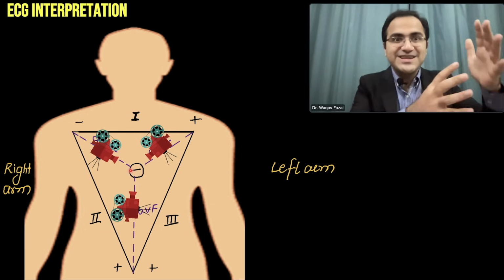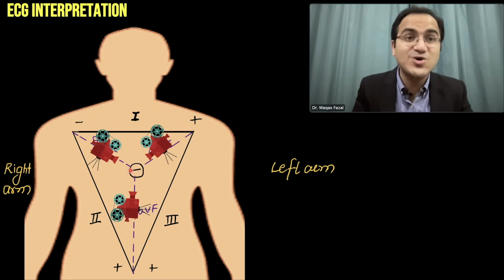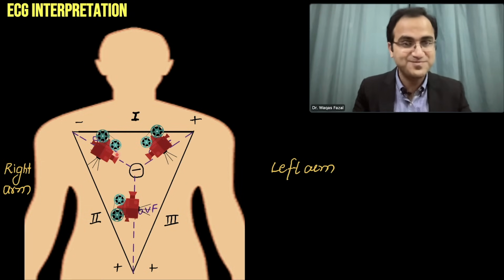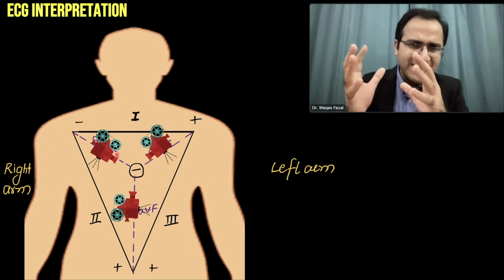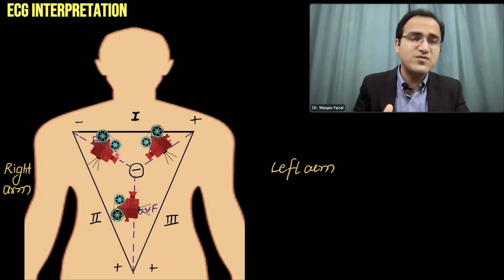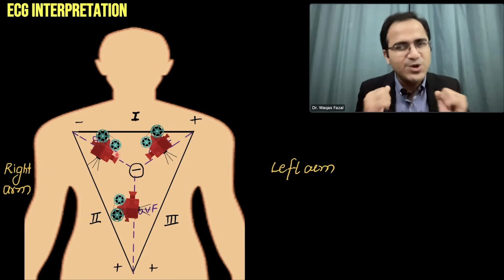We get another 3 angles. Those leads are called augmented leads: lead AVR, AVL, AVF. These leads are called augmented leads because when they were derived from the vectors of the main leads that we placed, their voltage was actually low.